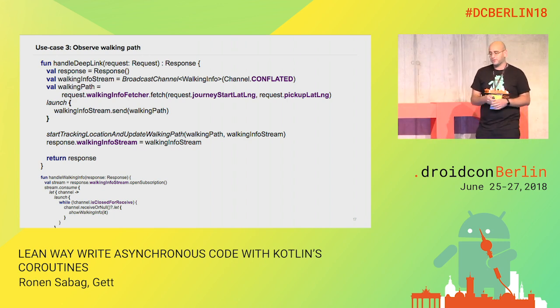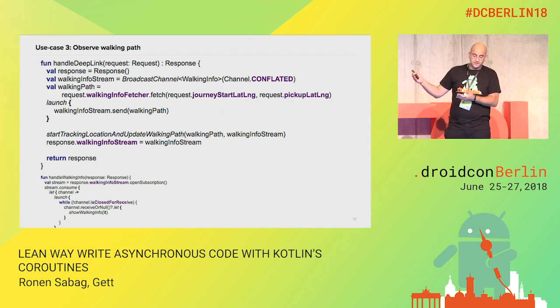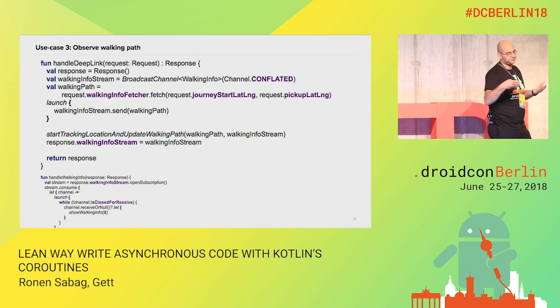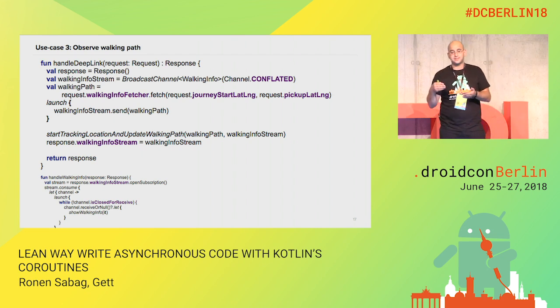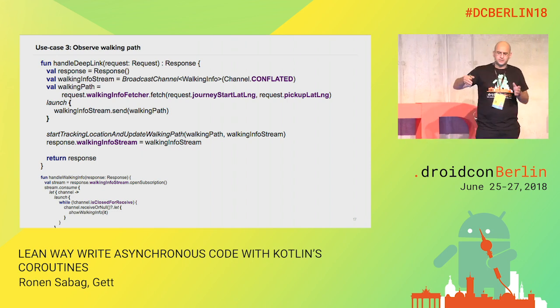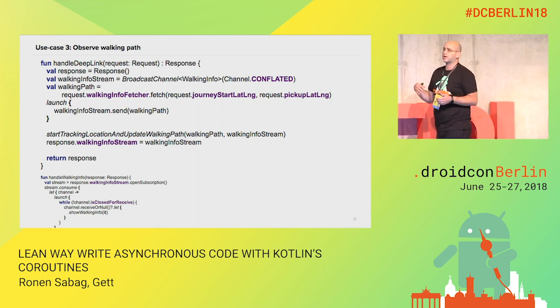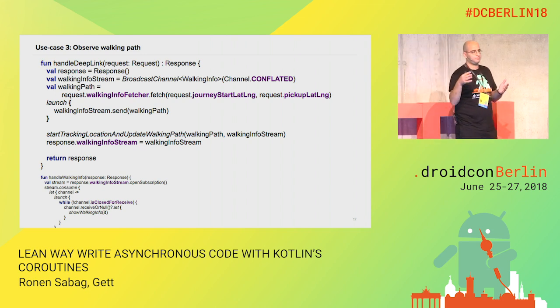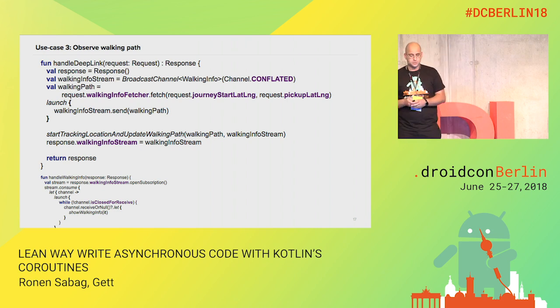I'm going to take the walking path from the network, and then I want to put the initial walking path so the UI can start observing things. And like I told you before, send is a suspend operation, so I must wrap it with coroutines. And after that, I'm going to call some function which will do the calculation with the location and update the walking path every time that something has changed. And we're going to return it as the response.